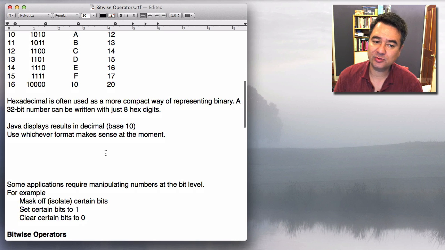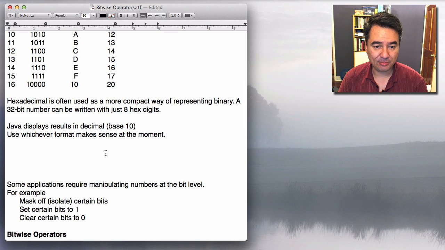Now, some applications require manipulating numbers at the bit level. For example, we might want to mask off or isolate certain bits in a number. We might want to set certain bits to 1 or clear certain bits to 0. These are done with the bitwise operators in Java. Other languages like C and C++ have pretty much exactly the same operators. I'll talk about those in the next video.